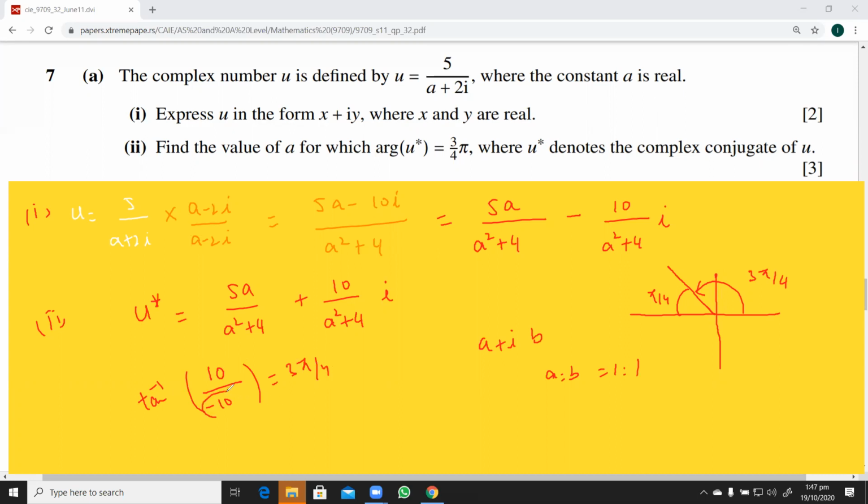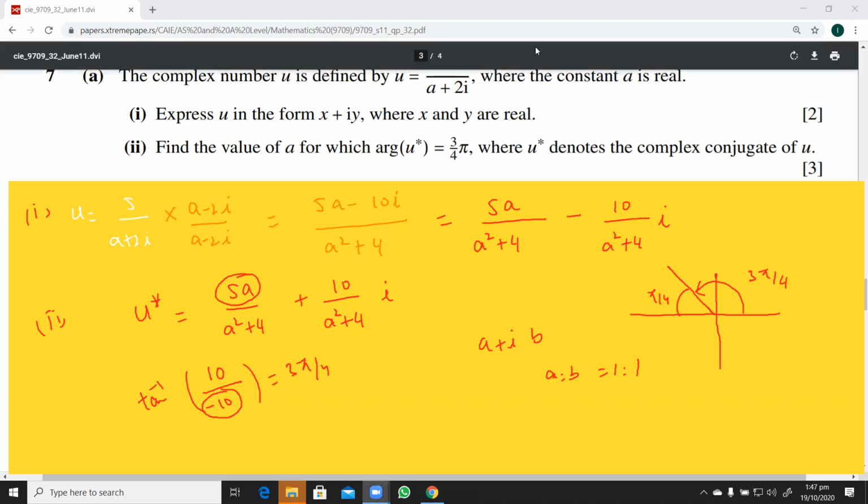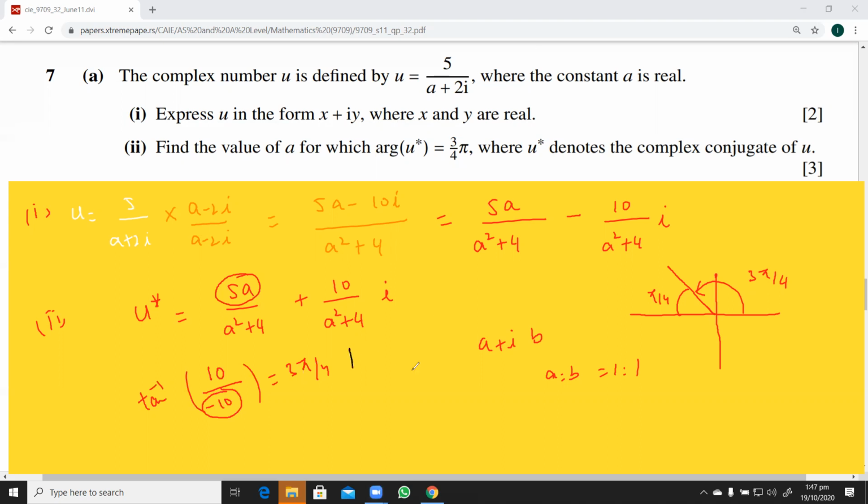So this is basically your 5a, because when you write it, let me write it here, 10 over a square plus 4 over 5a over a square plus 4. So these will be cancelled. You will be left with 10 over 5a. So this means this 5a has to be equal to minus 10. Only then you can be in the second quadrant.